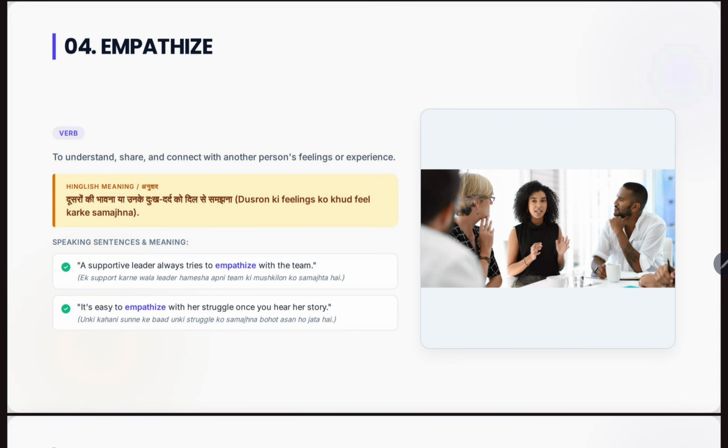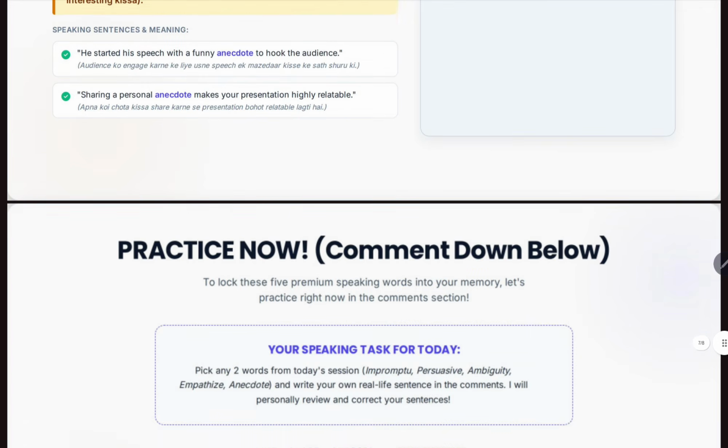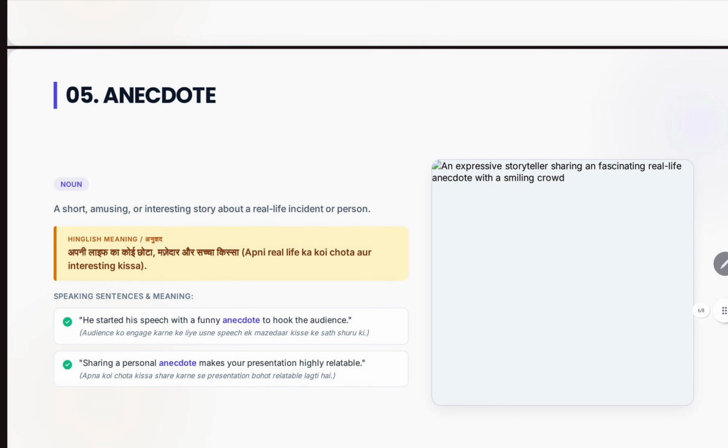Okay, this is the second example. Okay, now jump to the next, fifth, anecdote. What does anecdote mean? It simply means a short, amusing, or interesting story about a real life incident or a person. Okay, so, he started his speech with a funny anecdote to hook the audience.